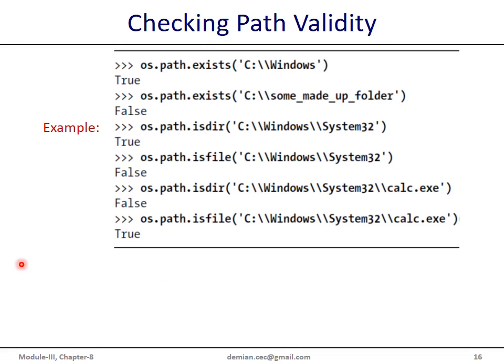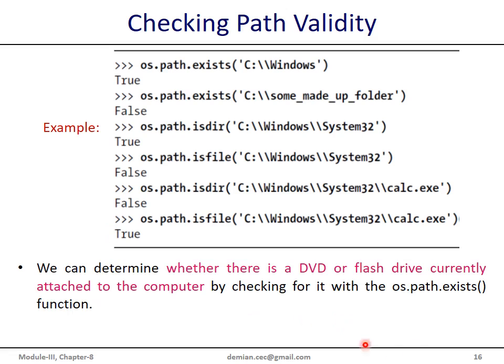Let us take up the example. os.path.exists of Windows returns true, and for some made up folder path, that means this folder doesn't exist, it returns false. And isdir for System32, yes, it is present. isfile for System32, no, false. For the exe, is it a directory, no, false; is it a file, true.